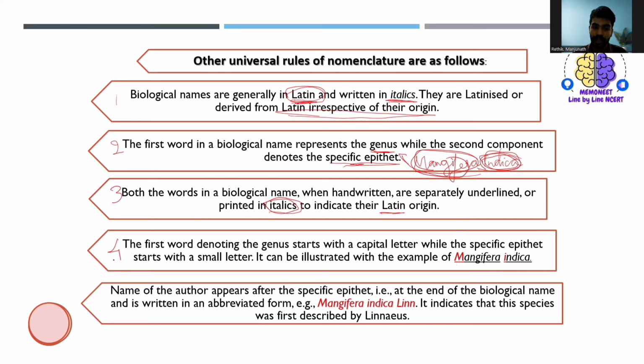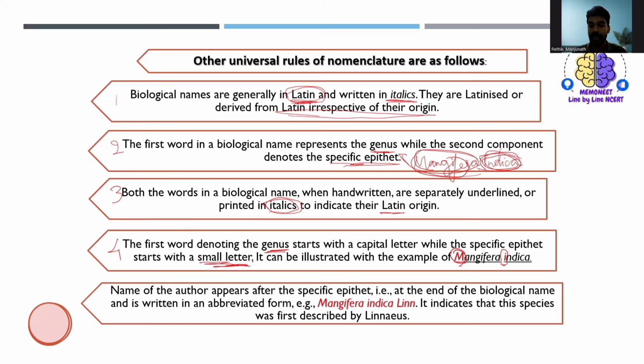The fourth, very important and last point is that while writing a biological name, the very first letter should start with a capital. For example, here I have written the capital letter, and the next word should start with a small letter. The capital letter indicates the genus, so the genus should always start with a capital letter. The specific epithet, that is the species name, should always start with a small letter. You're getting it? So these are the four important universal rules for nomenclature. Clear?